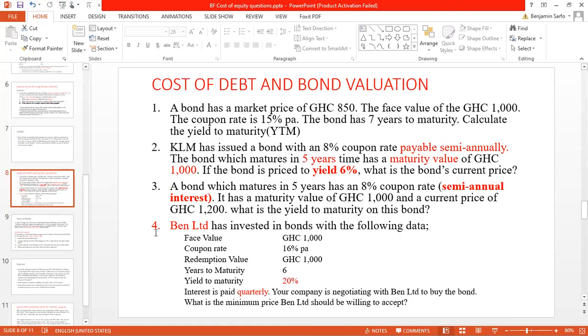Sir, when I got there, I had 1.81 and I multiplied it by 2. Why are you multiplying by 2? Okay, I have to divide by 2. No, what is causing you to multiply and divide? Semi-annual analysis, so I should divide it.